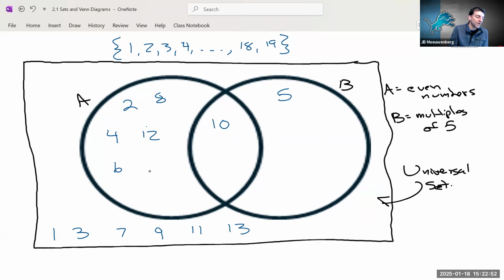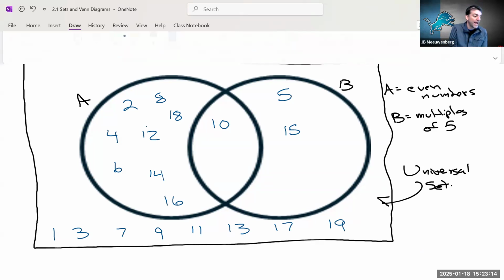13, 14, 15 is another multiple of 5, but it's not even. 16, 17, 18, and 19. So there is our arrangement. There's our Venn diagram. Analyze that.